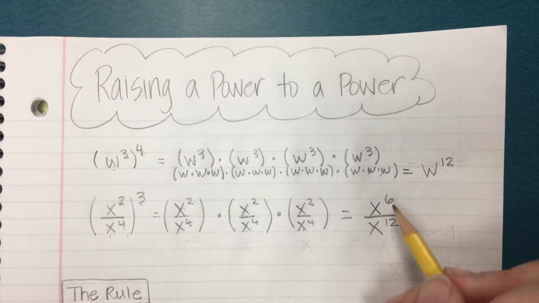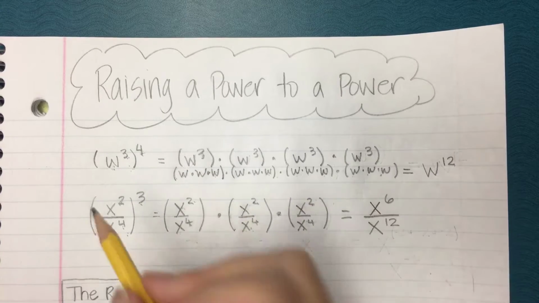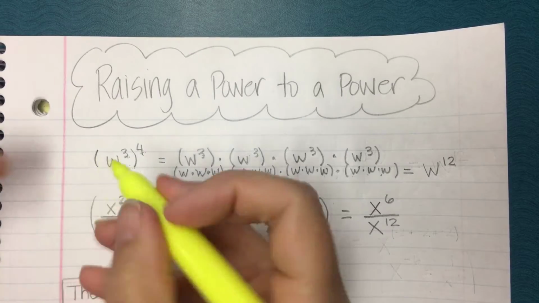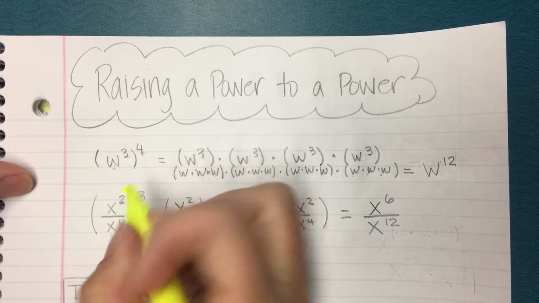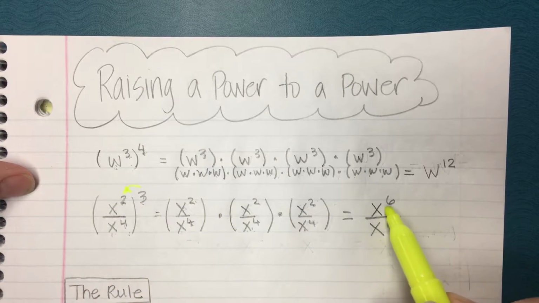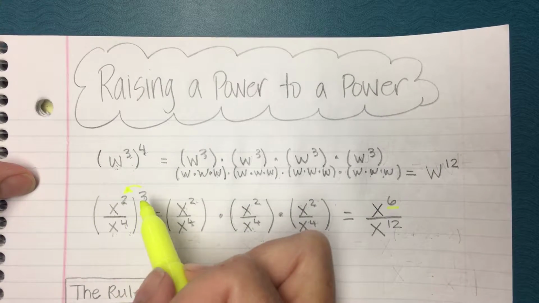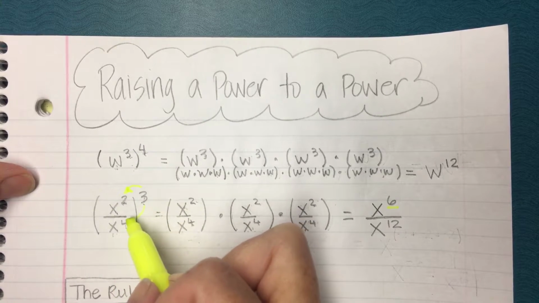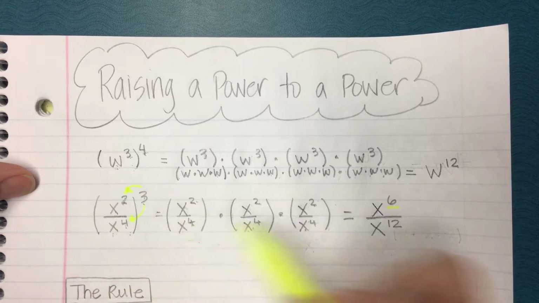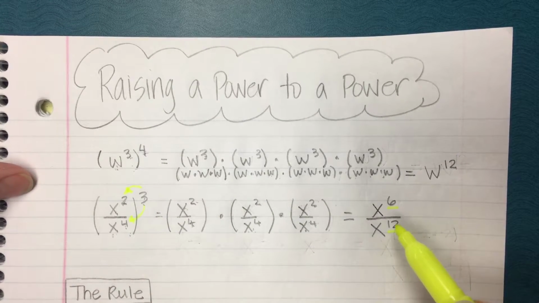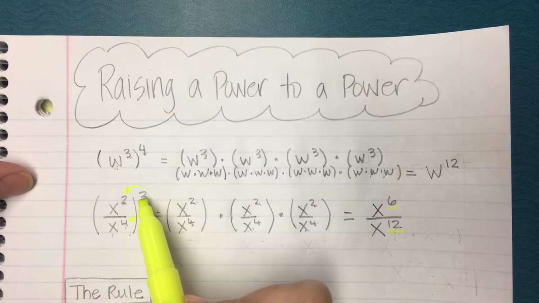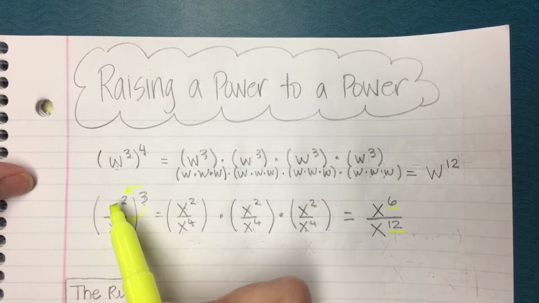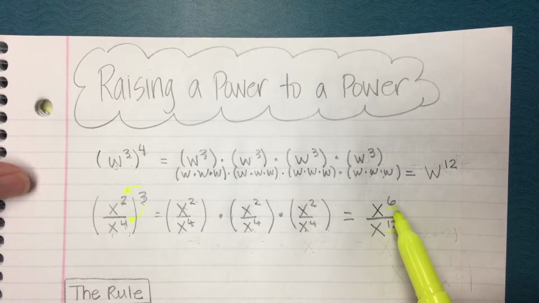Now I want to take a look at what happened here. I have x to the 6th. Notice here I have x to the second to the third. So if I take my 3 and I distribute it to my 2, 3 times 2 is 6. Now, when we distribute, remember we have to always distribute to everything on the inside, so I take my 3 and I distribute, and I have 3 times 4 is 12. That looks like our rule. If I take my exponent, my power that's on the outside of the parentheses, and multiply it by the exponent on the inside, then I can get my answer.